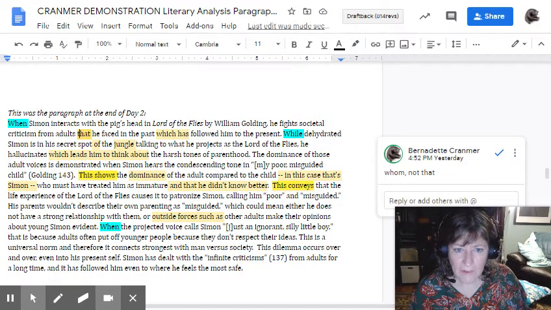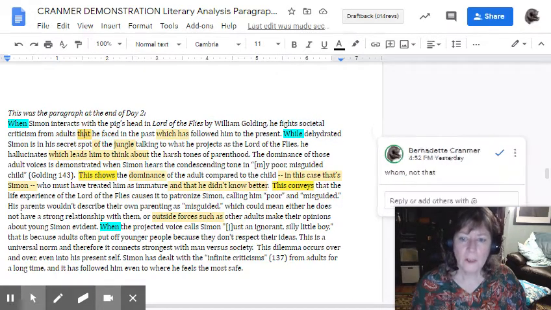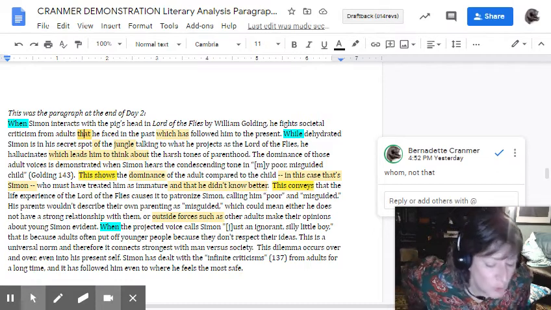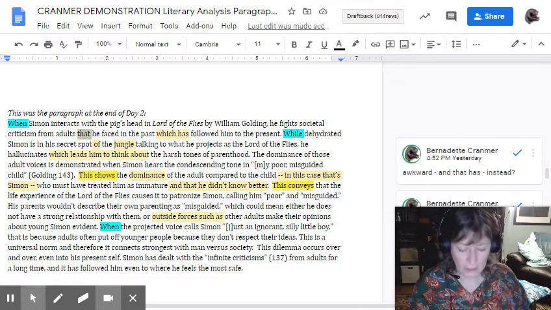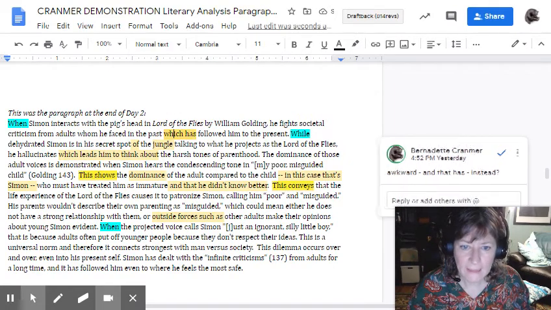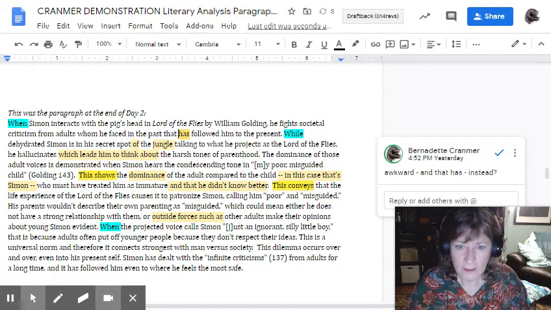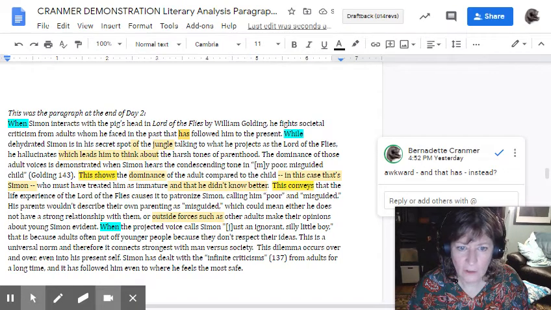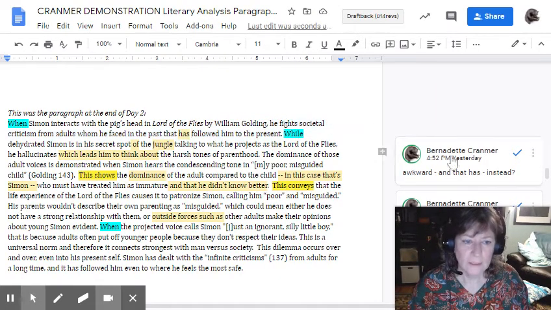We have he fights right here. He fights societal criticism from adults that he faced. When we talk about people, we don't use the word that. We use who or whom. The word that is for things or objects. So this word needs to be changed to whom. Okay? So now we fix this, but then this next one, this word which is not the correct word here. This word should actually be that. Okay? So now we have he fights societal criticism from adults whom he faced in the past. That has followed him to the present. Okay? All right. So we've addressed that comment.